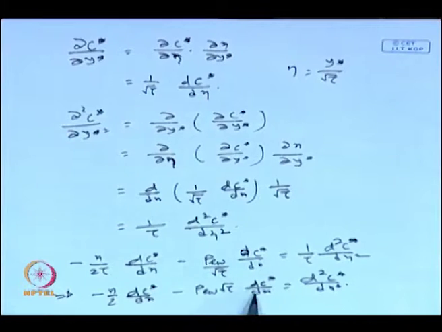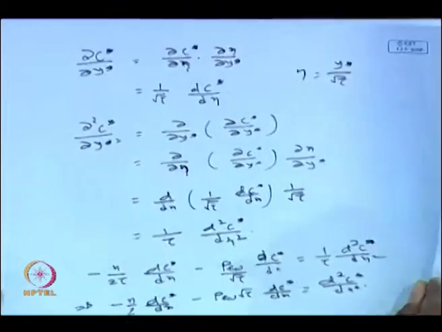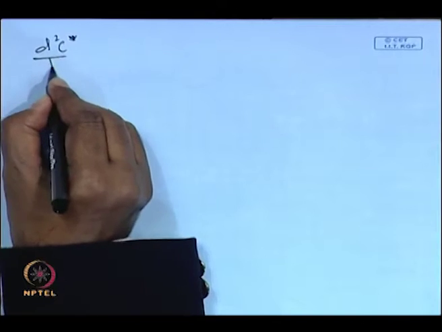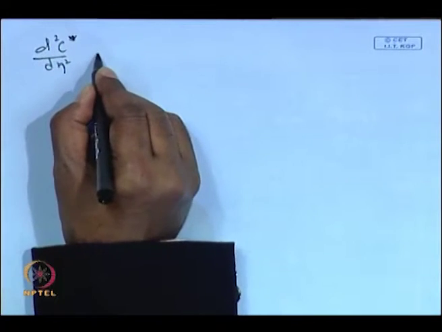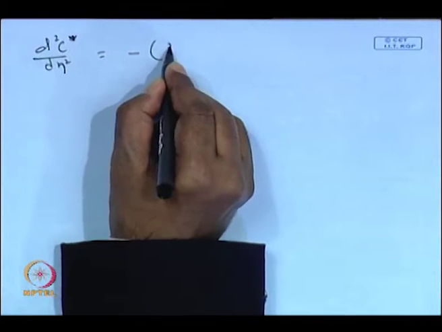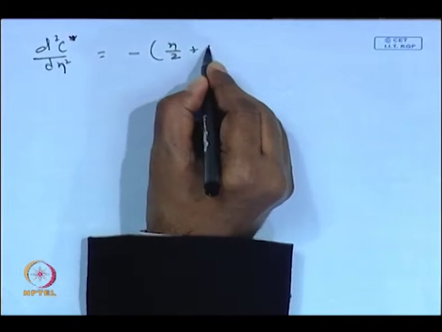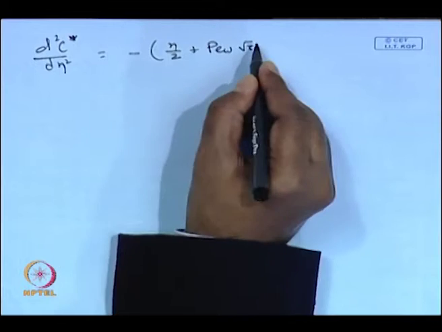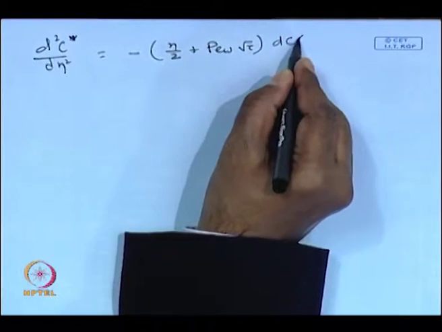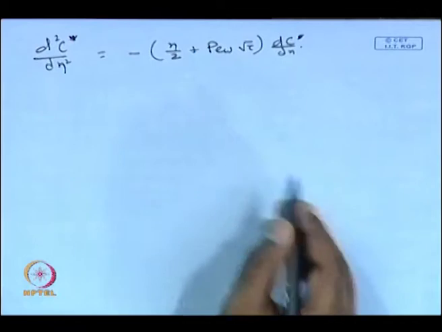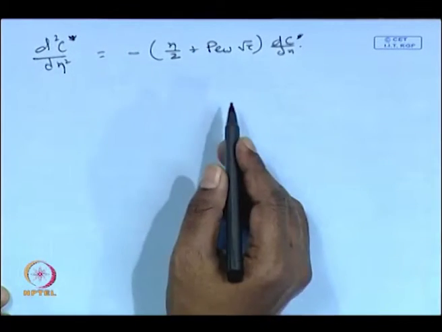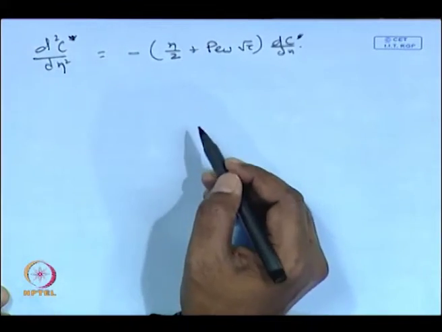Now, we can combine these two terms, and this second order ordinary differential equation can be written in a neat form: d²c*/dη² is equal to minus (η/2 plus Pw √τ) dc*/dη. Okay. So, the governing equation becomes a second order ordinary differential equation.